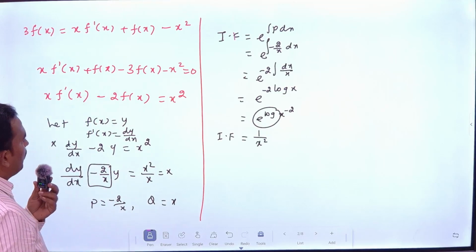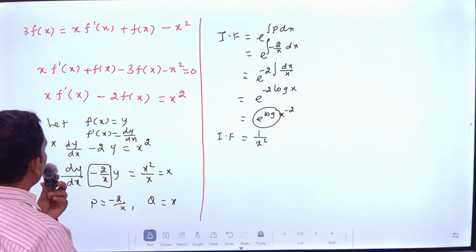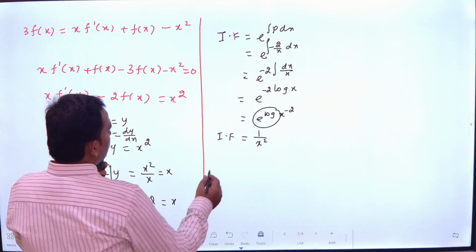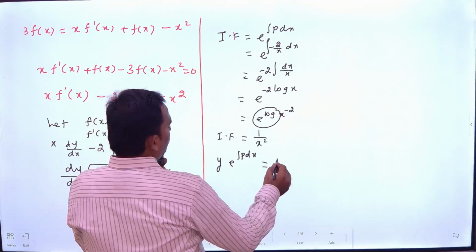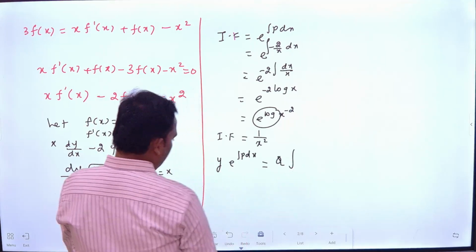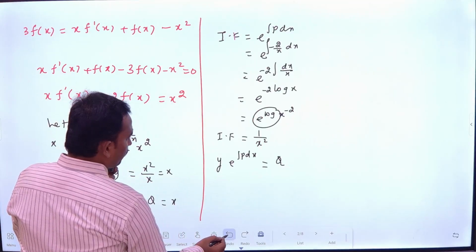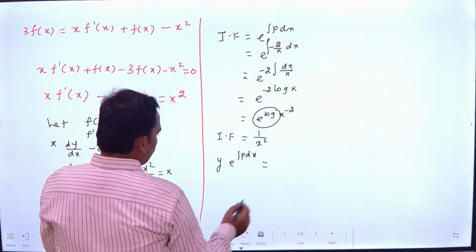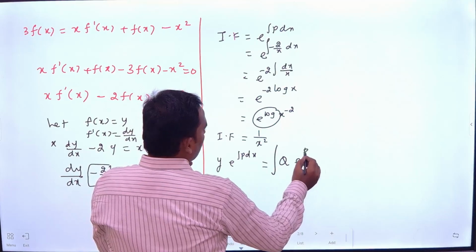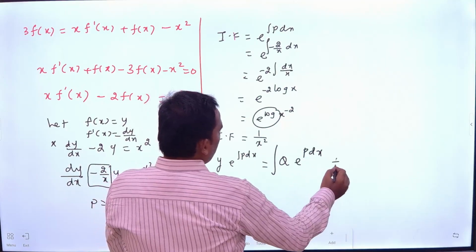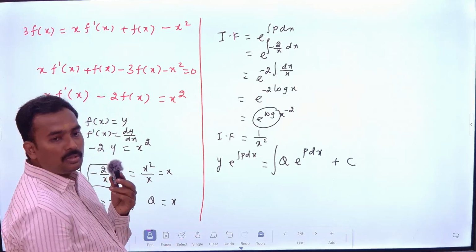Okay, fine. Then how to find out the solutions for this? We need to find the f of x, right? So solutions will be y into e power integration p dx equals integration q into e power integration p dx plus c, right? This is your linear differential equation solution, right?